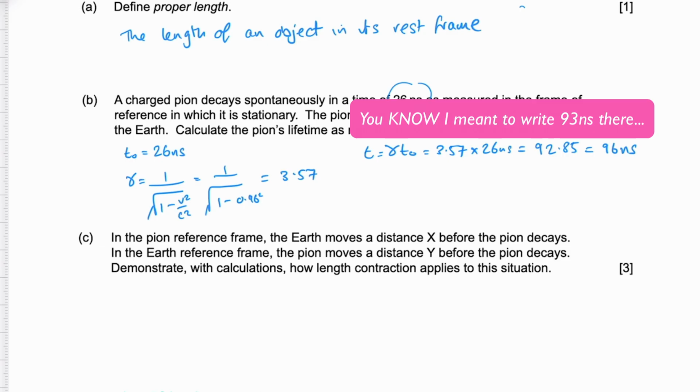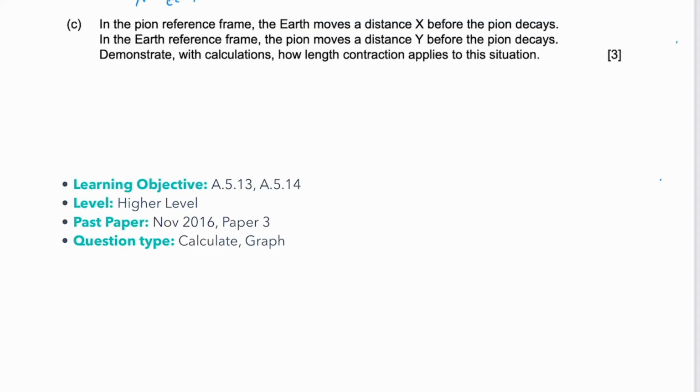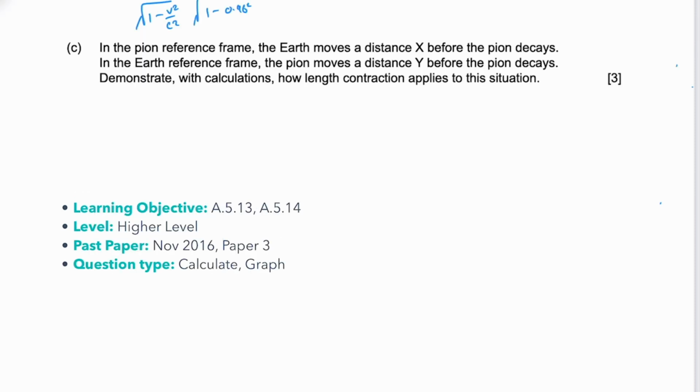C. In the pion reference frame, the Earth moves a distance x before the pion decays. In the Earth reference frame, the pion moves a distance y before the pion decays. Demonstrate with calculations how the length contraction applies to this situation. So we're going to have to demonstrate which is the proper length and which is the contracted length, and then do some calculations. The proper length in this situation is the length experienced on Earth.